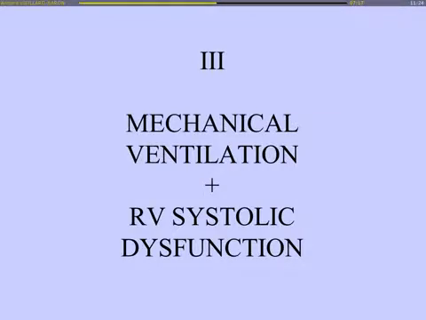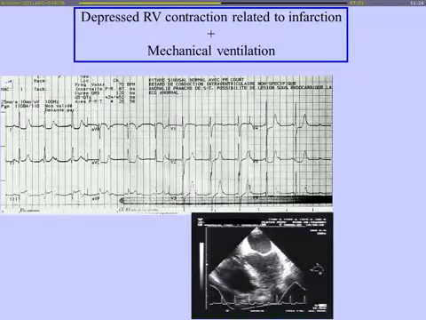The third part regards the acute cor pulmonale which is mainly related to the application of positive pressure ventilation, and so the uncoupling between the right ventricle and the pulmonary circulation. So look at this patient. This patient had an inferior myocardial infarction. You can see the EKG, and so the infarction was extended to the right ventricle. And it's very unusual in this situation to observe acute cor pulmonale.